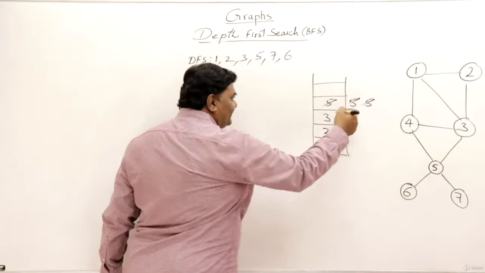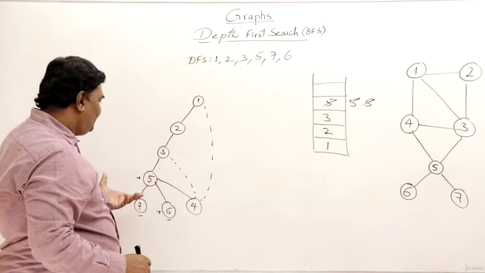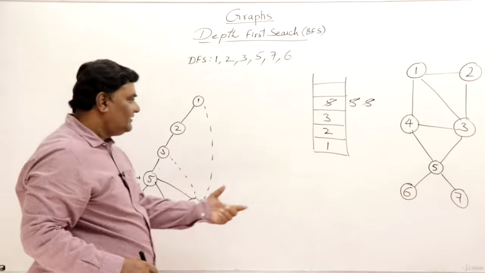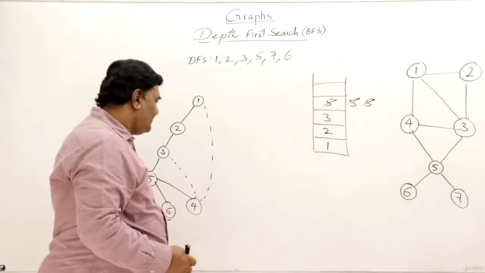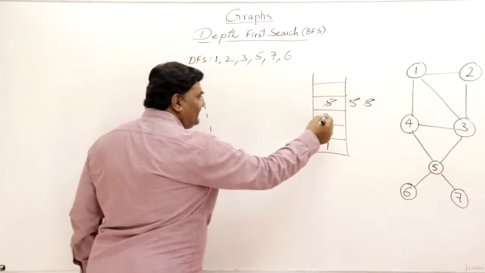Go back to the previous vertex, 5, and continue its exploration. From 5, we can go on 7, 6, 4 or 4, 6, 7. All of them we have visited. So 5 is completely explored. Go back to a previous vertex and continue its exploration.